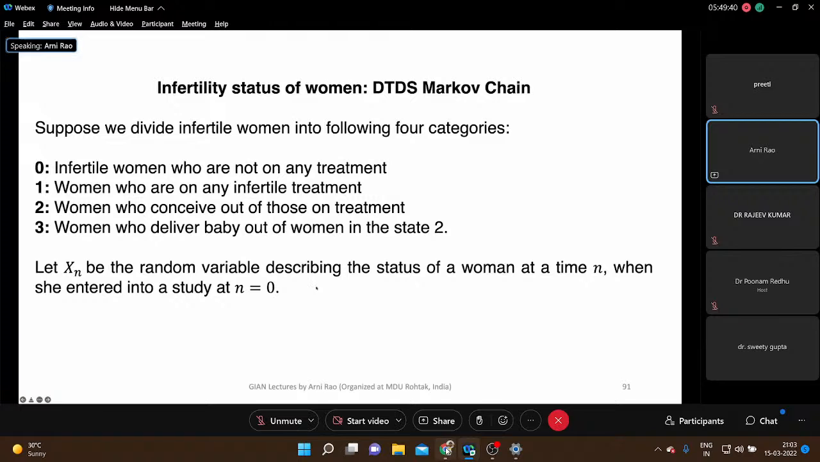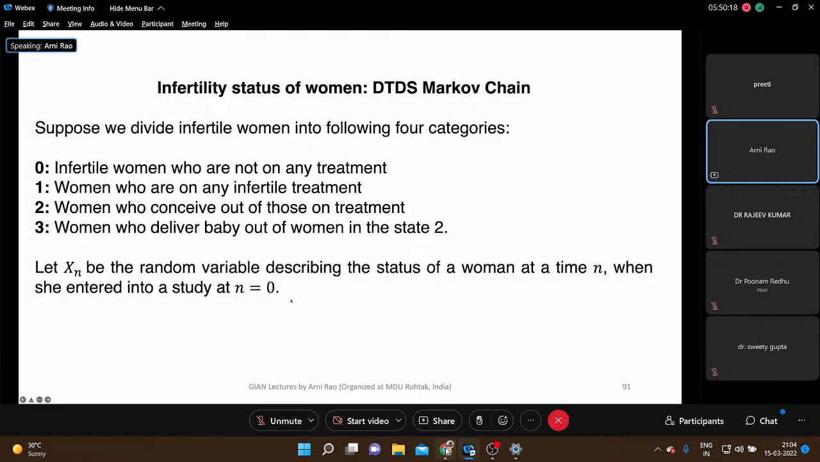Now X can be a random variable describing the status of a woman. Why is it a random variable? Because before the experiment, when the woman walks into the clinic, we cannot predict the outcome, whether she will conceive and deliver a baby or remain infertile. We don't know. So it's a random variable describing the status of a woman at time n, when she entered the study at n equal to 0.